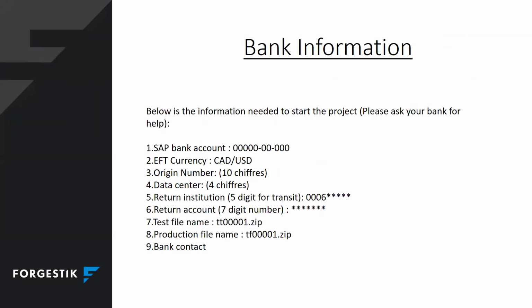Once the bank comes back to us, we need specific information. This is the list of 9 things that we generally need from you. The SAP client bank account. We'll need also which currency, which is the CAD or USD, the origin number, which is 10 digits, and the data center, which is 4 digits. All this information the bank provides. The last thing generally is the test file and production file.